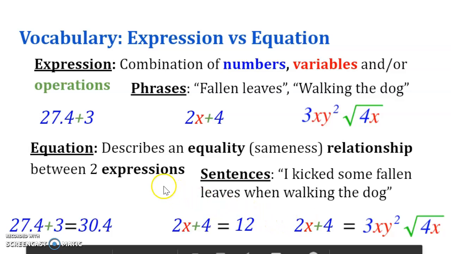Equations are always telling you something is equal in value. It's describing the equality relationship between two expressions. And those expressions can be simple, like 12, or it can be very complicated, like 3xy squared, square root of 4x. Now let's move on to another vocabulary term. What is a term in math?